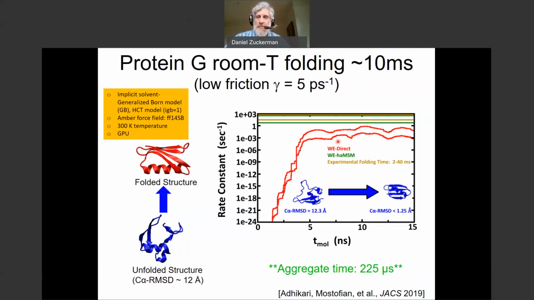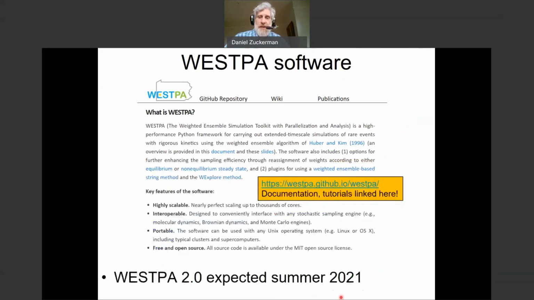And we can see that by putting this data through that HAMSM analysis, and we can get a much better estimate of the folding time from this. So that's something you can read more about in our JAX paper. There's some other papers on this.